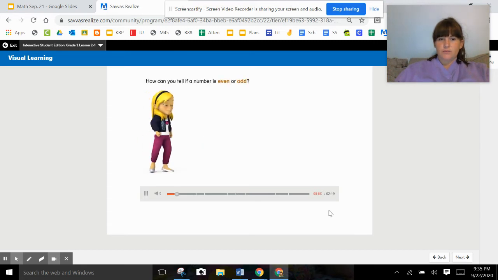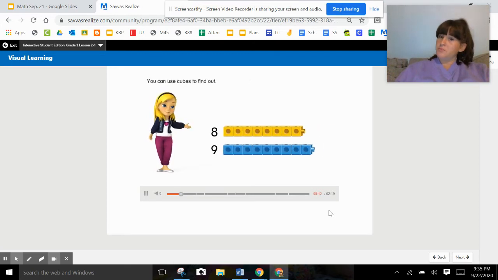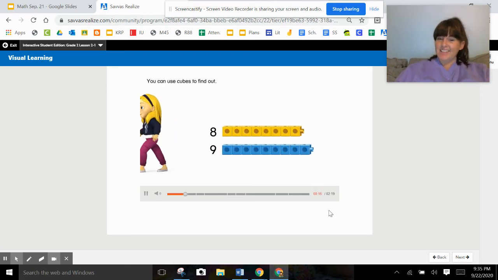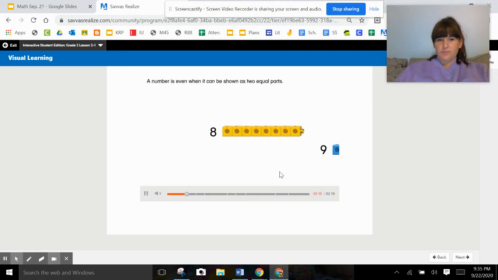How can you tell if a number is even or odd? You can use cubes to find out. A number is even when it can be shown as 2 equal parts. Is the number 8 even or odd?